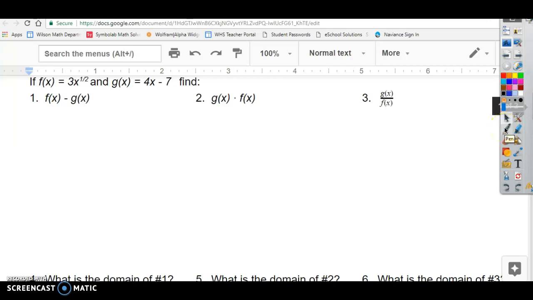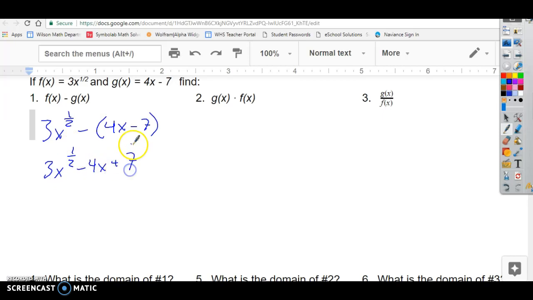So I'm going to go ahead and put in f of x, 3x to the half, and subtract everything, g of x, which would be the 4x minus 7. So really the only trick here in the first one is distributing that minus in. And that will be it. So 3x to the half minus 4x plus 7.